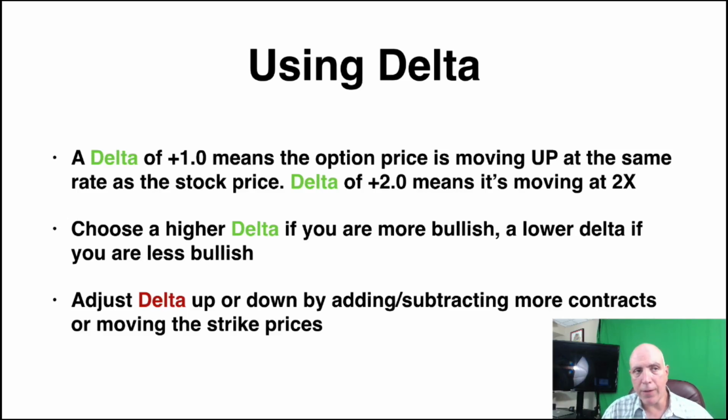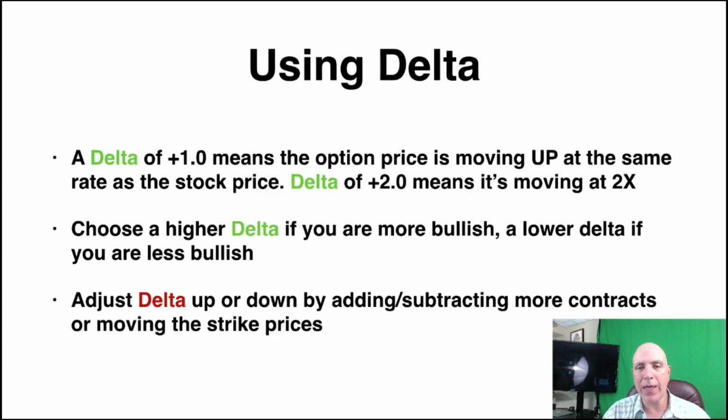All right. So using delta. How do you use delta? Well, a delta of positive 1.0 or 1, remember I was talking about that scale from 1 to -1, means that the option price is moving up at the same rate as the stock. So a delta of 2 means it's moving at 2 times the stock. If it's a delta of 0.5, that means it's moving 1/2 as fast as the stock. Now you wonder, well, how can you have 2 times? Isn't 1 the maximum?